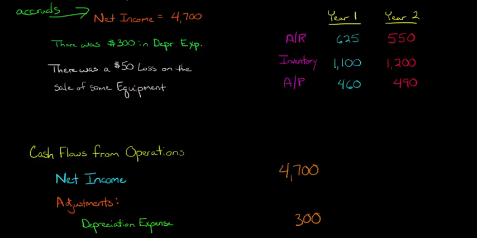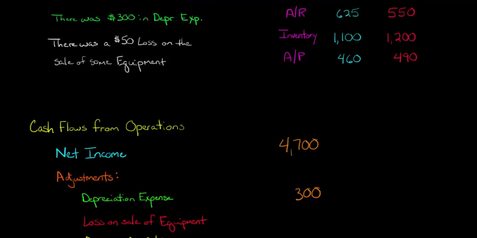Now we're going to add back this loss, this $50 loss on the sale of equipment, right? So now you might be wondering, well, what? I don't understand how that fits in. Isn't this equipment, and wouldn't that have to do with investing? Well, yes, and let me just explain briefly how this works.